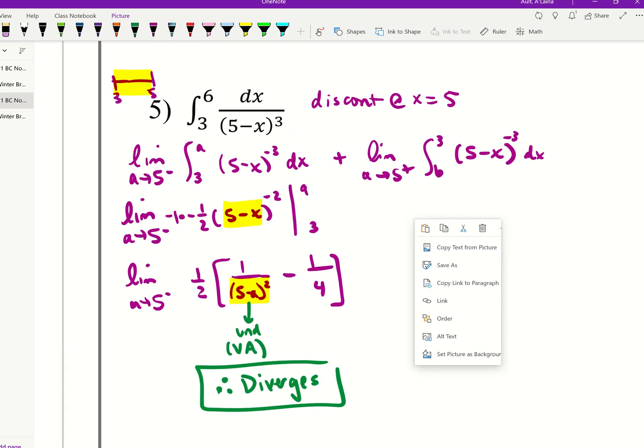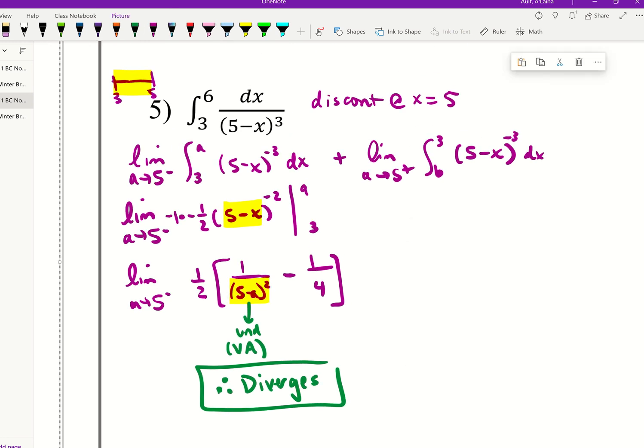Do not make the assumption that if there's a discontinuity in the interior of your interval for your definite integral, that this always diverges. I know we did 2 like that. Make sure you do the assignment because you'll have an opportunity to see that this is not always true. It can converge. All right, that is the end of the notes. Hope you have a great day.